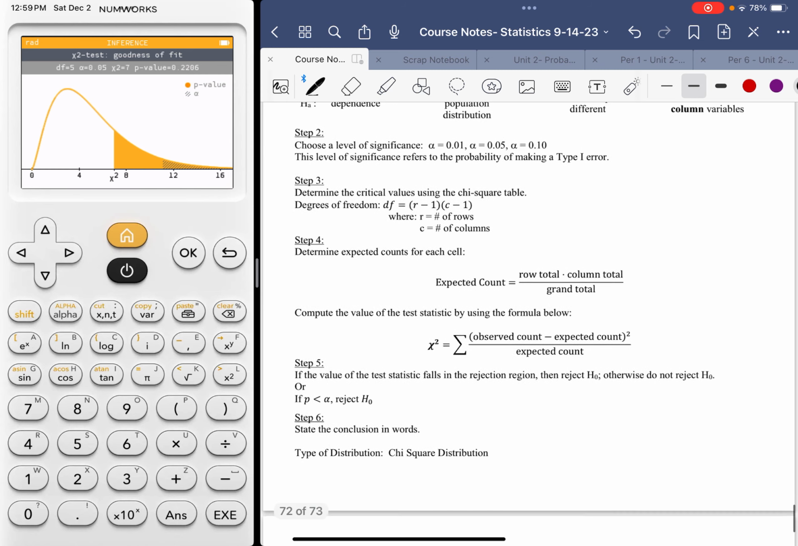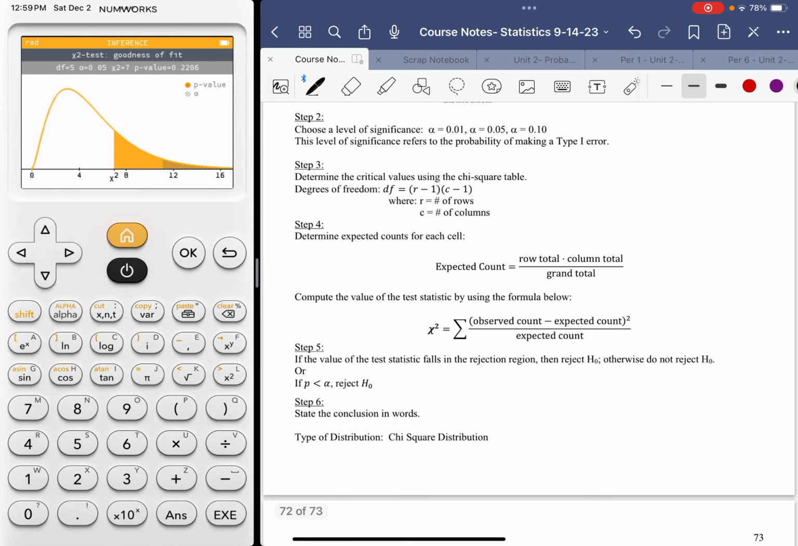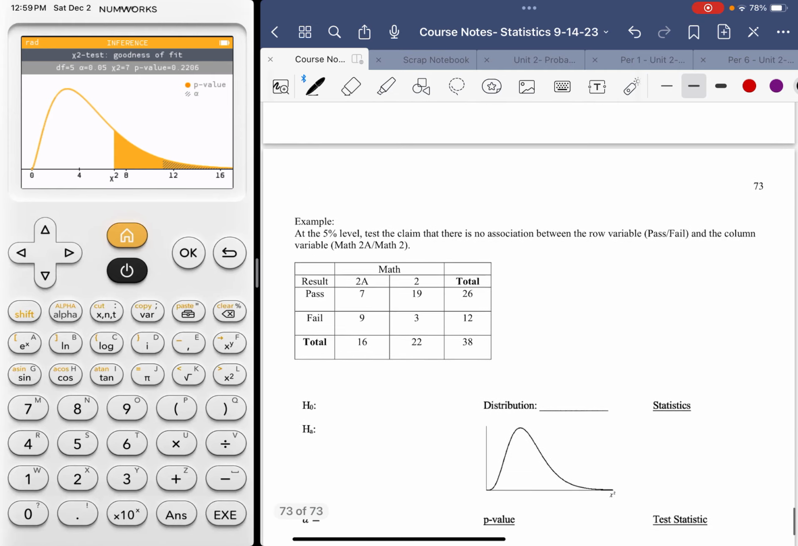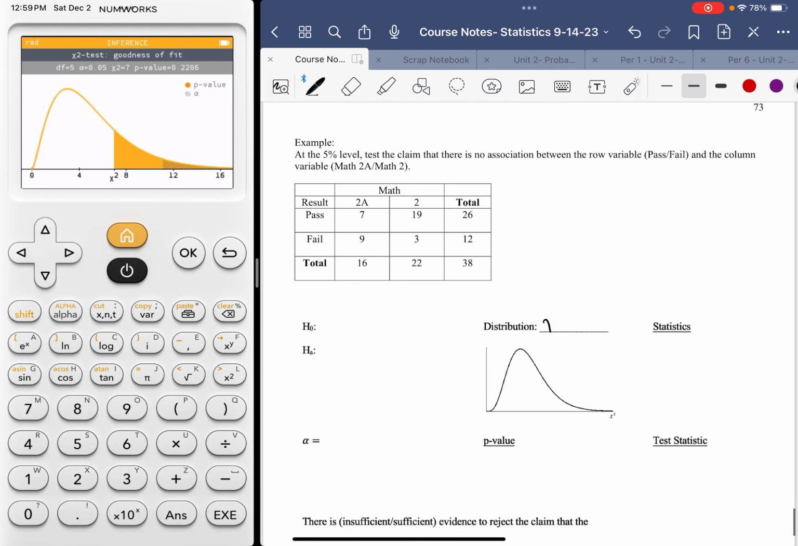And then a lovely formula that we won't have to use because we're going to do it in a calculator, and it's still a chi-square distribution. All right, so chi-square dist. The null hypothesis says at the 0.05 significance level, so my alpha is 0.05, test the claim that there's no association between the row variable and the column variable. All right, so no association between pass, fail, and math course.